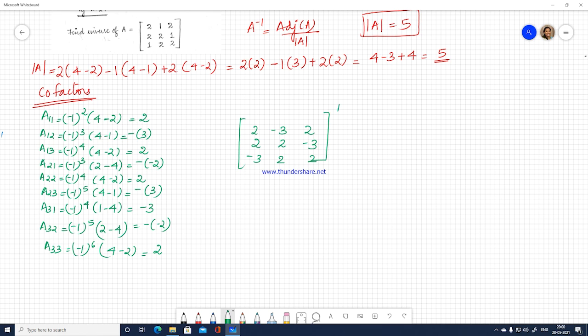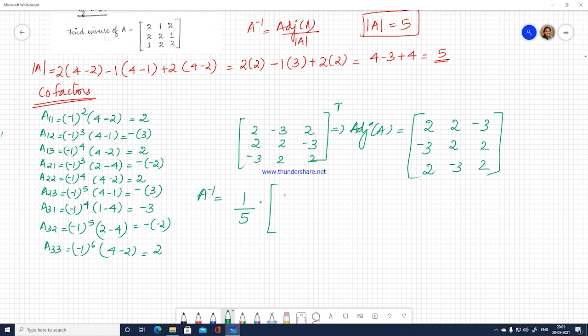Okay, now let's find the transpose to get the adjoint of A. So that is 2, minus 3, 2, 2, 2, minus 3, minus 3, 2, 2. So this is the adjoint. Now A inverse is equal to 1 by 5 into, write all the adjoint, that is 2, 2, minus 3, 2, 2, 2, minus 3 and 2. So this is how you need to find the A inverse.